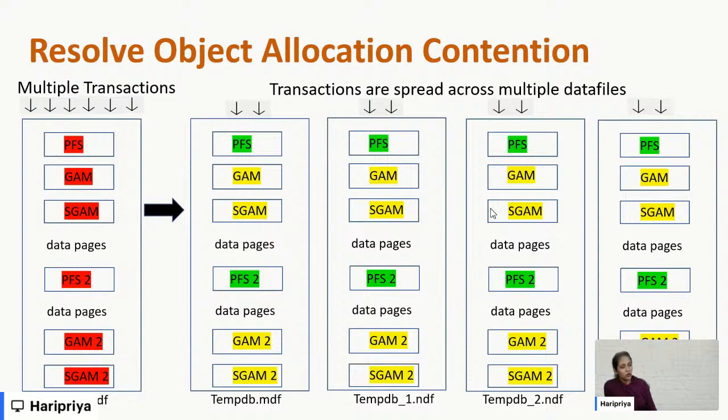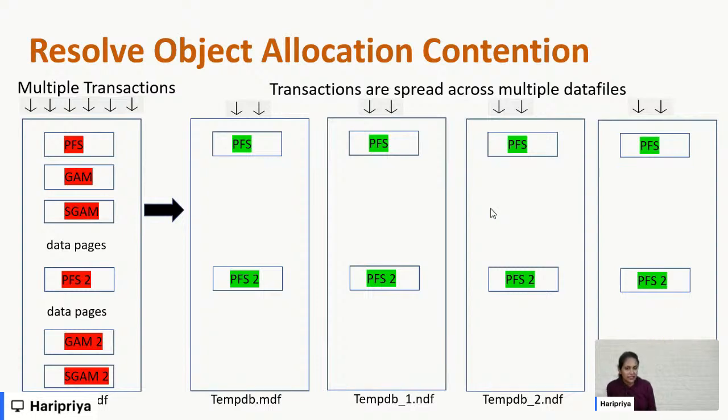All right. And also in 2017, they made another enhancement with the PFS page, where the transactions will round robin across the data files and also within the data file. If you see this here, allocation 1 on the first data file, 2 on the second data file, 3, 4, and then 5 comes back down here.